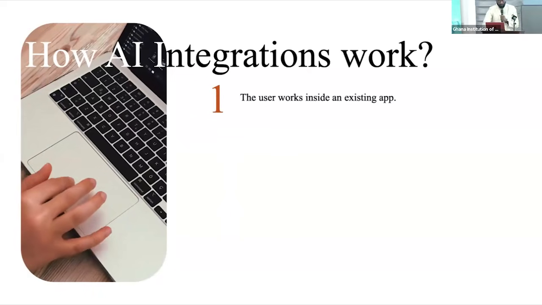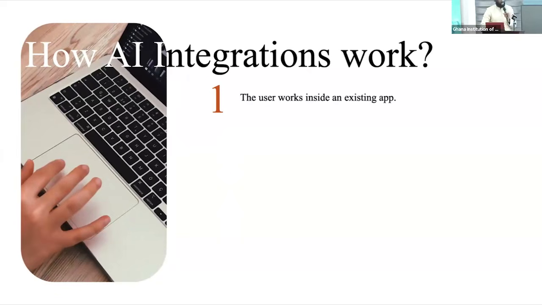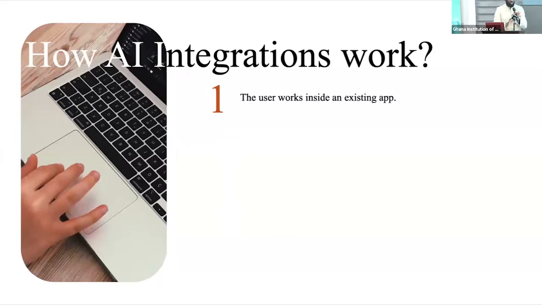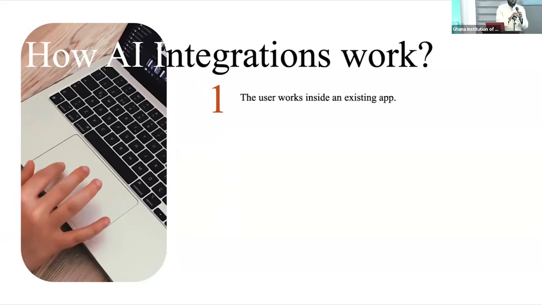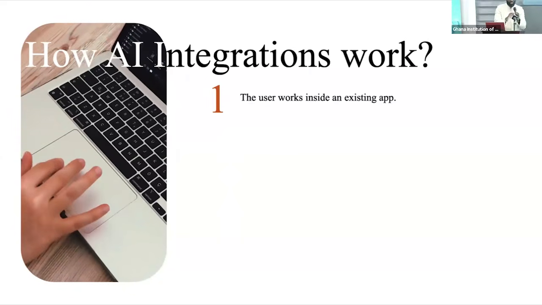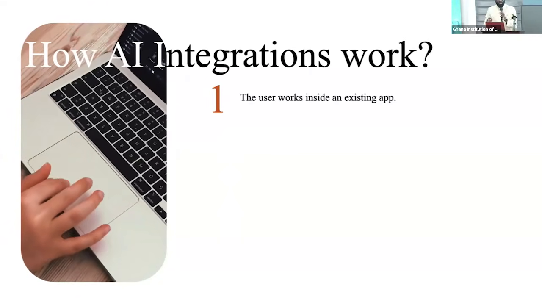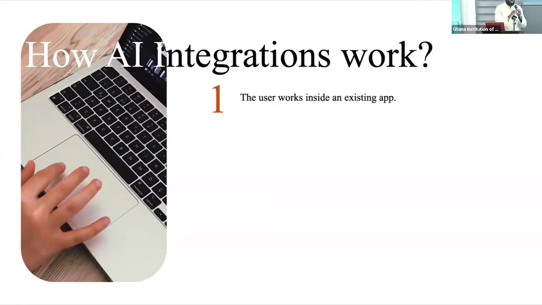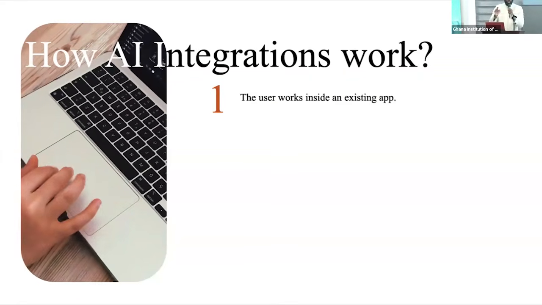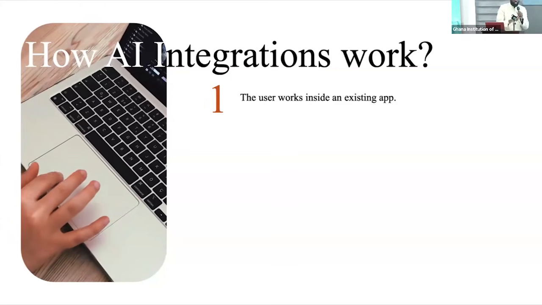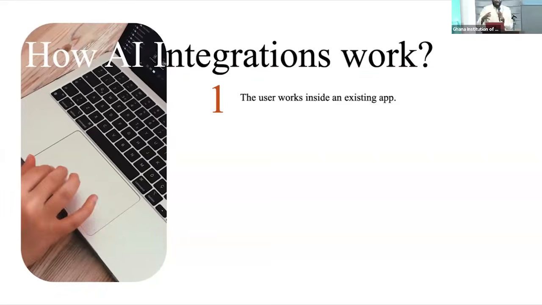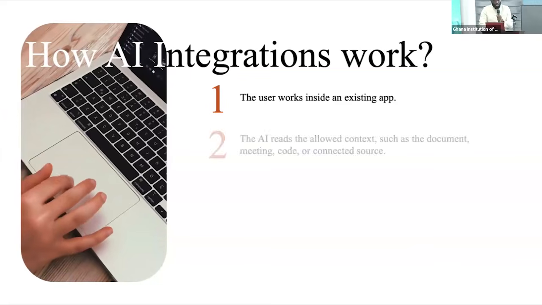So how do they work? The user works inside an existing app. So you are literally working inside Microsoft Word, but then you have access to other standalone tools like ChatGPT, or you're probably working in Excel, but then you have access to ChatGPT. So you don't have to close Excel and then go to ChatGPT to ask a question. That's how these custom AI tools work.